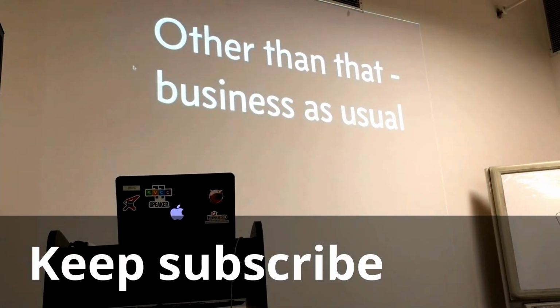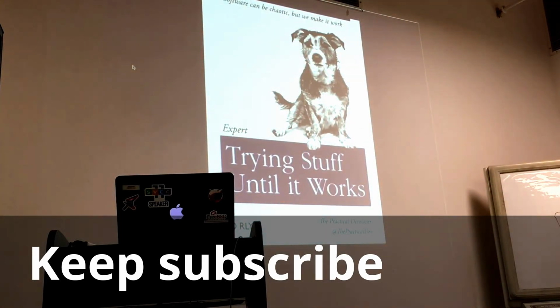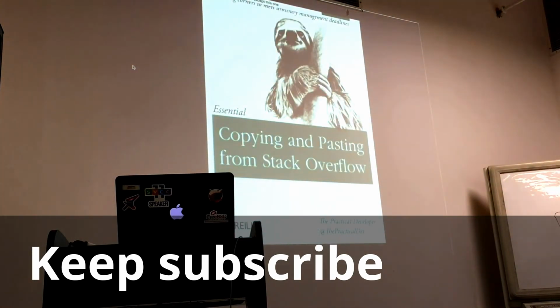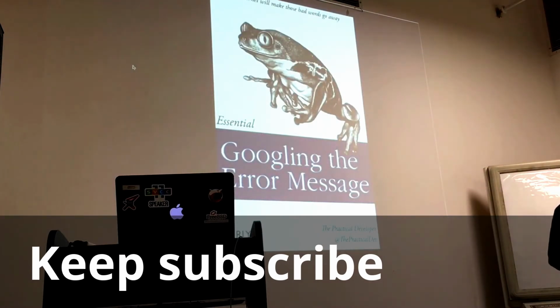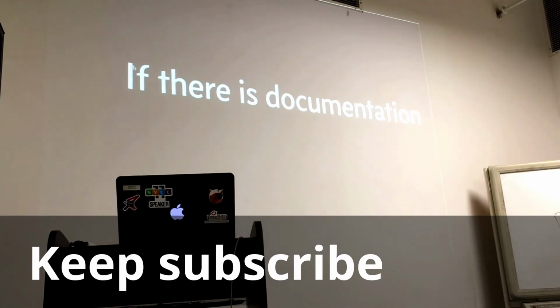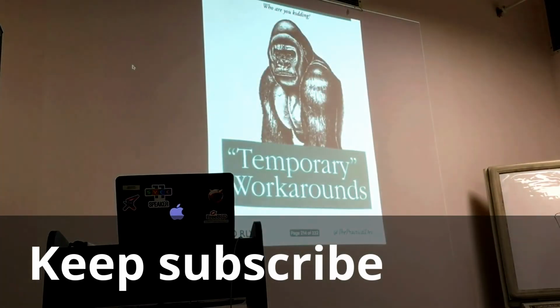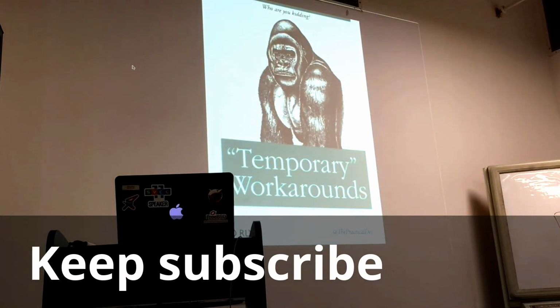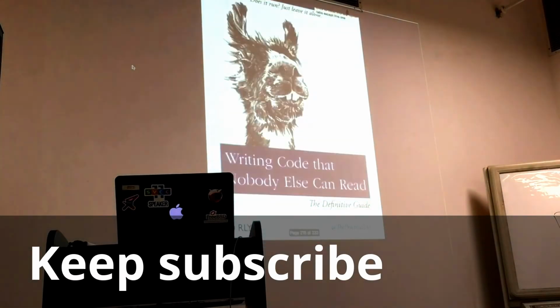How to deal with other issues is trying stuff until it works, copying and pasting from Stack Overflow, and Googling error messages. It looks funny, but most of the mistakes and errors and problems we solve most of the time that way. If there is documentation, sometimes you don't have documentation. Some stuff is a temporary workaround that has been left there and is not fixed. Some things I think were meant to be read or written by people working in a certain company. There is little explanation in the code of what certain things are doing.